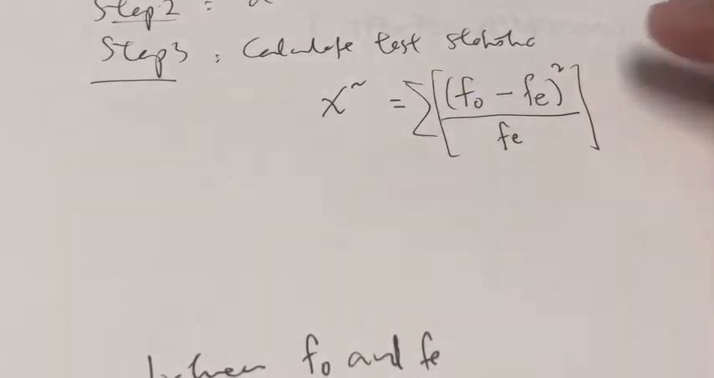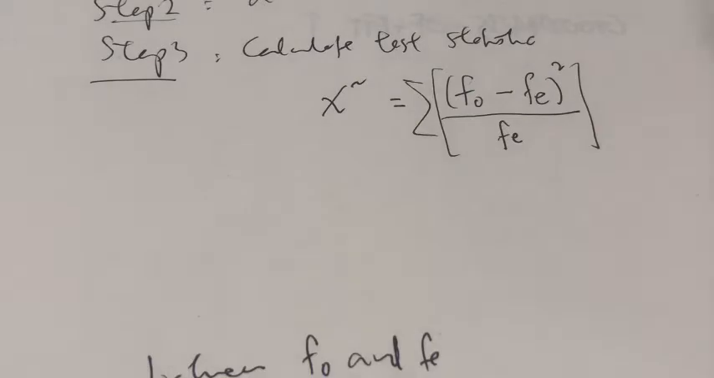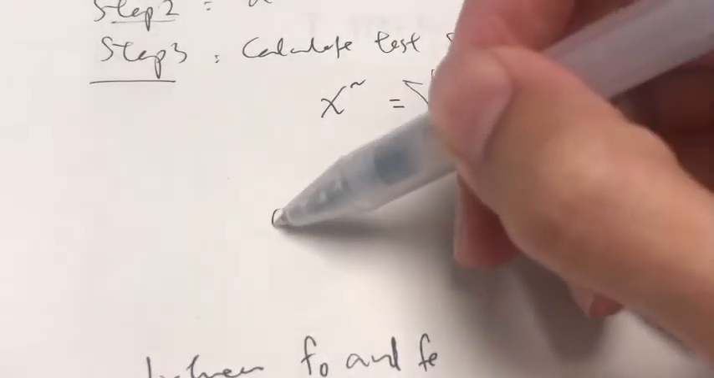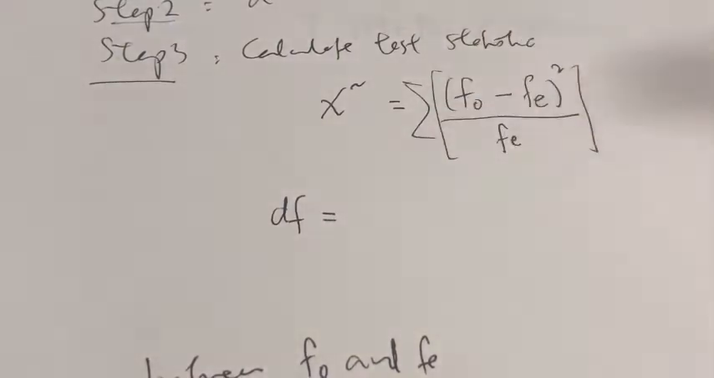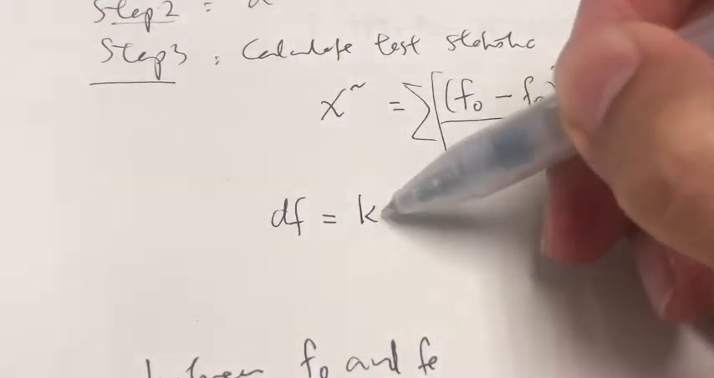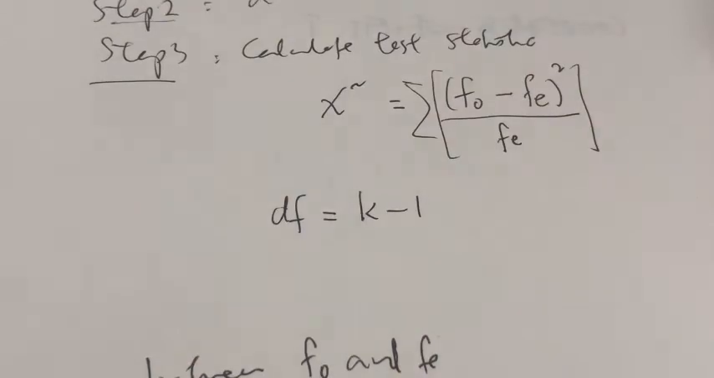Now, as you've seen from the table before, there are degrees of freedom when we're using the chi-square distribution. So how can we find the degrees of freedom? The degrees of freedom is simply k minus 1, where k is the number of categories.